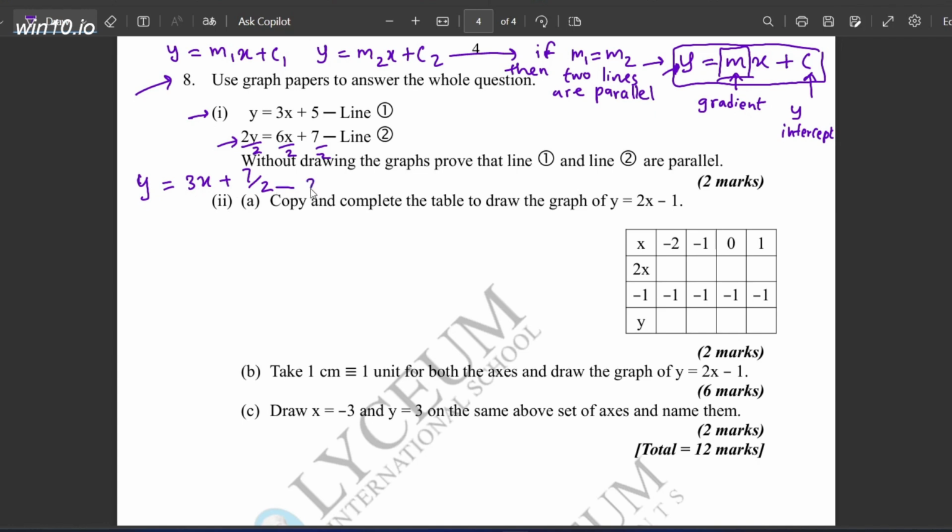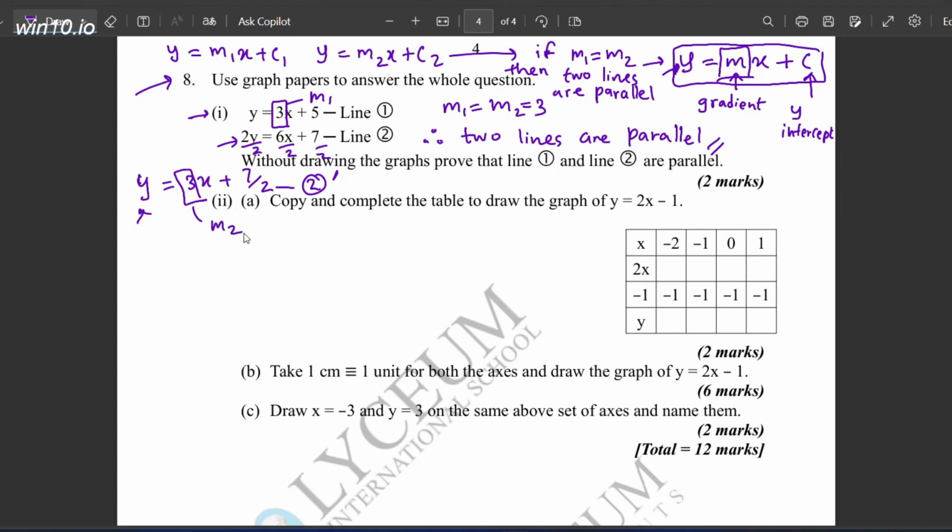Now this is the equation that is in linear form. So now you can see this is the gradient of the first line and the second. So I can say this is m1, this is m2, then m1 equals m2, then we can say therefore two lines are parallel. These two are equal.